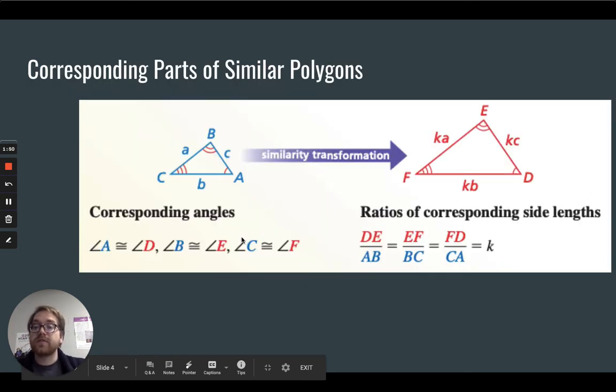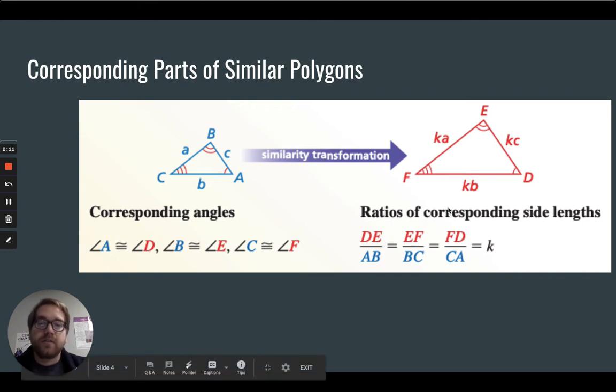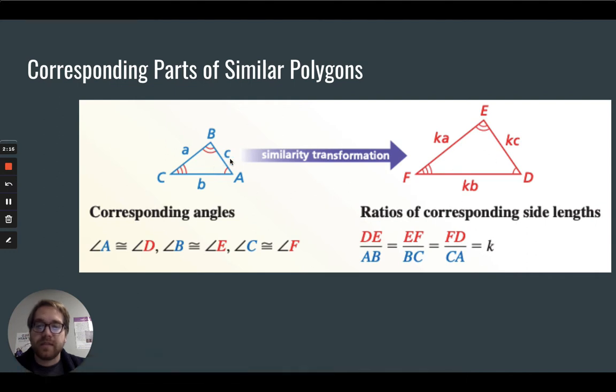So the corresponding angles all have to be congruent to each other. Between the two figures, no matter their size, if they're similar, then their corresponding angles are all congruent. The side lengths won't be the same length, because they can be different sizes, but they're going to have a common ratio. The corresponding lengths like DE and AB have a constant K, what we call a scale factor, which is the ratio between them.